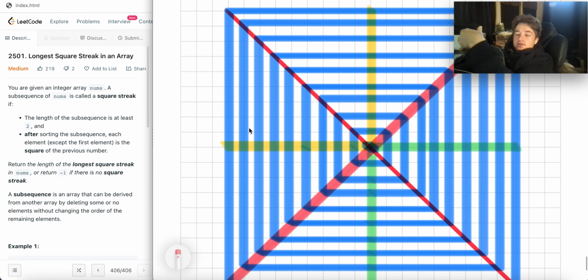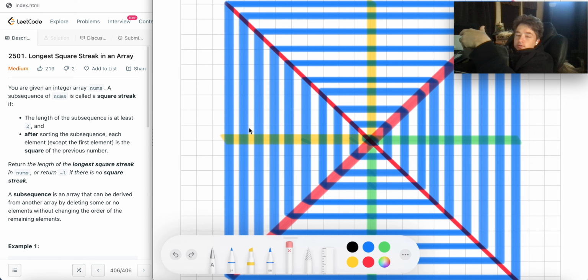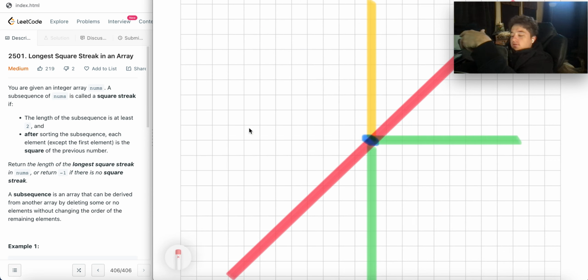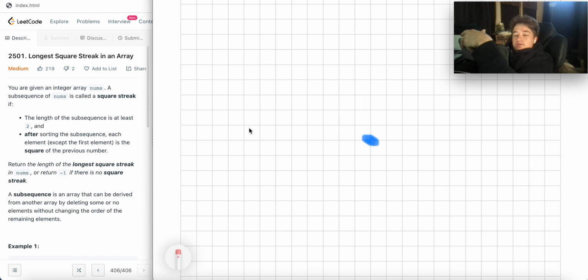This drawing is unrelated, but look at that. I'm really sick today, man.